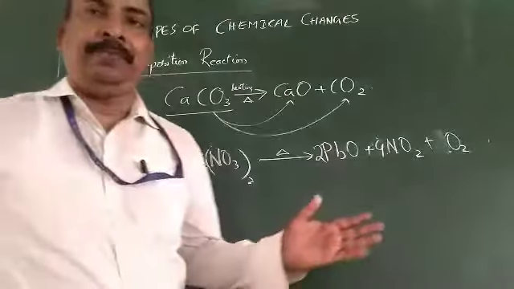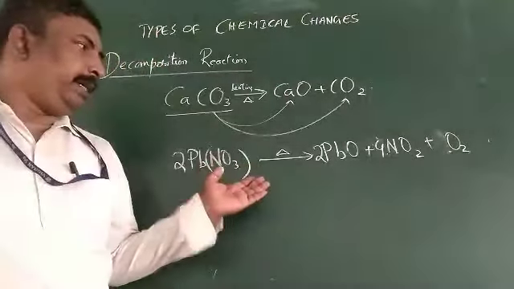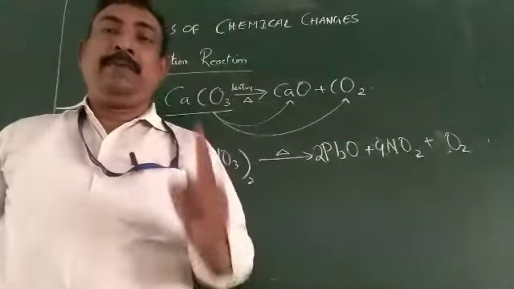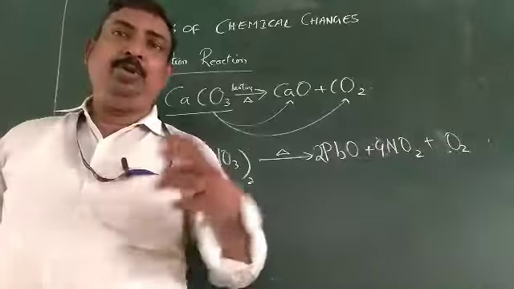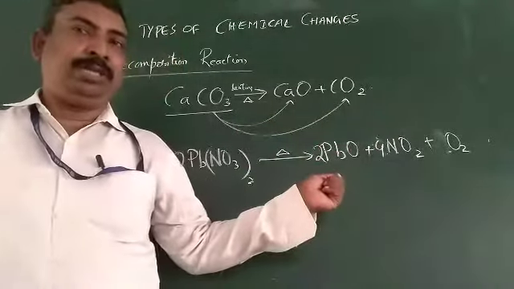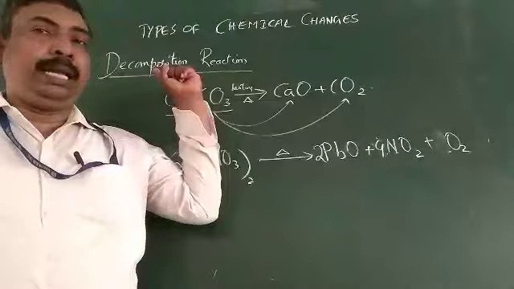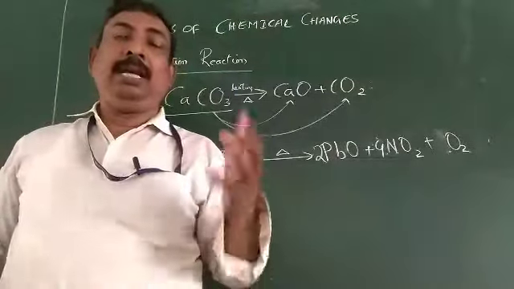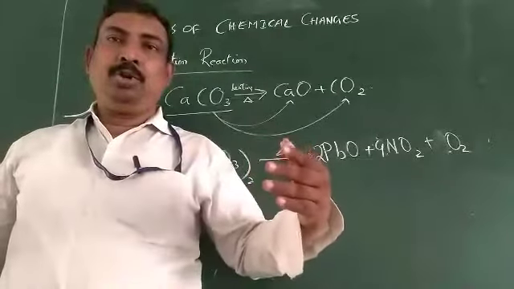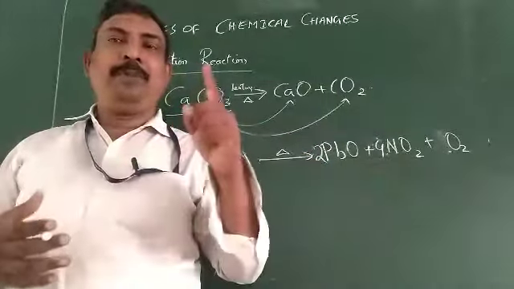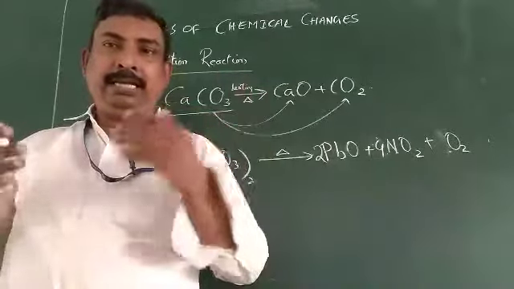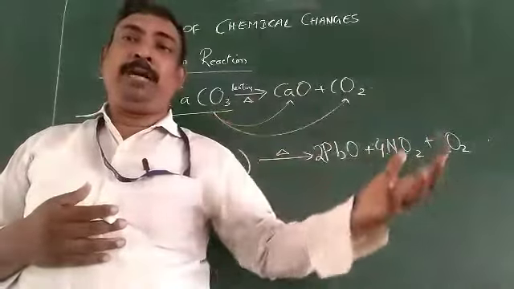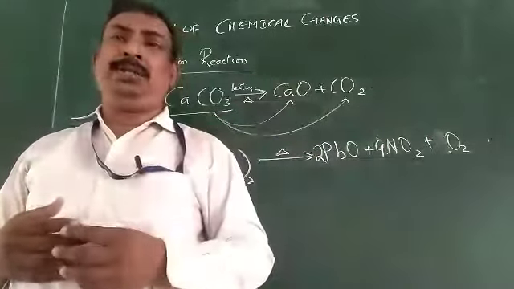Here also, on heating, what we have seen is that the lead nitrate, a single reactant, has been divided into 2 or more products. When a single reactant is divided into 2 or more products, such reactions we call chemical decomposition reactions, which are exactly opposite to combination. In combination we have seen 2 or more reactants combine and form a single product. Here a single reactant is giving 2 or more products, but it requires some energy to do that.